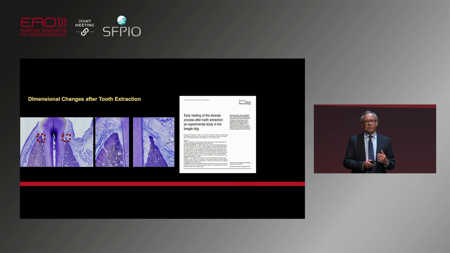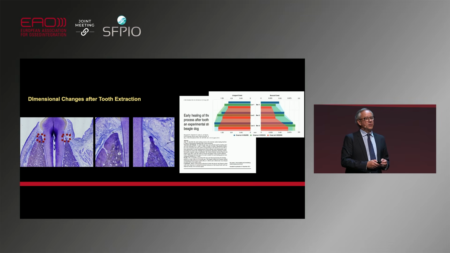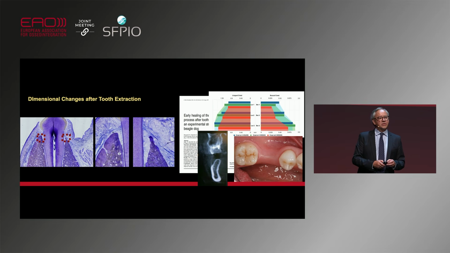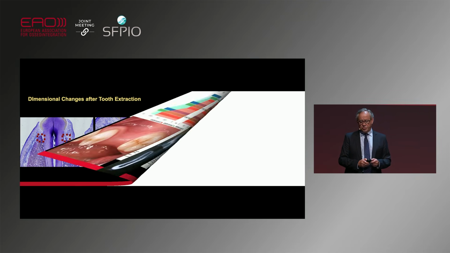And of course, the background is why do we want to do all these different surgical interventions? And the background is very simple. We want to avoid the dimensional changes that occur after tooth extraction that have been fully reviewed in the literature, and we understand that the end result is a major contraction in both bucolingual and apicocoronal dimension of the resulting ridge, which would alter our ability to place implants in the ideal prosthetically driven position.